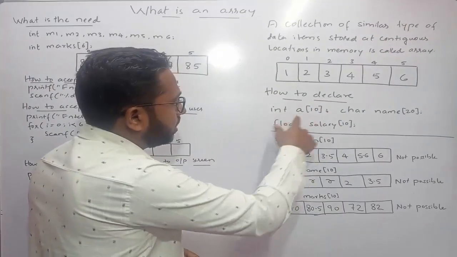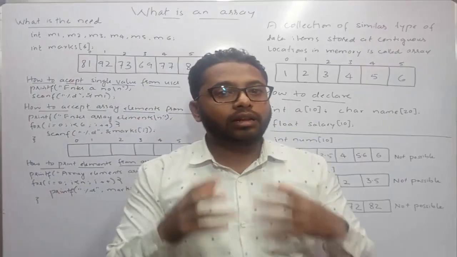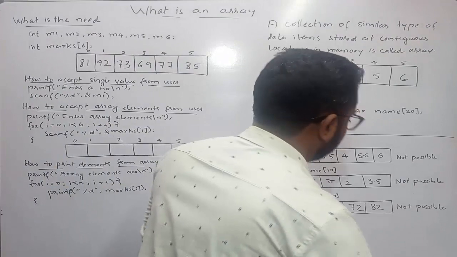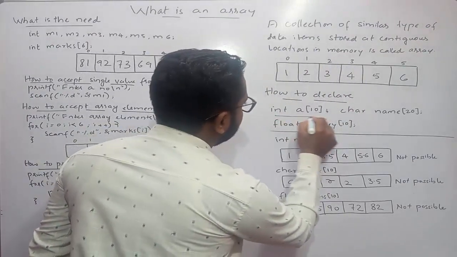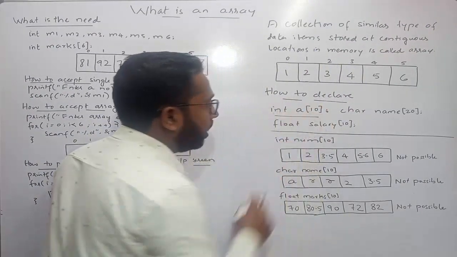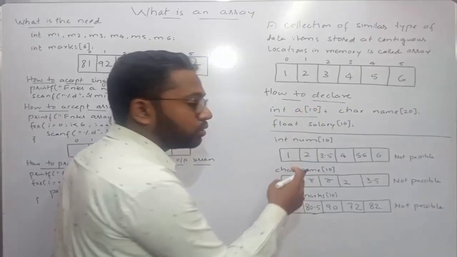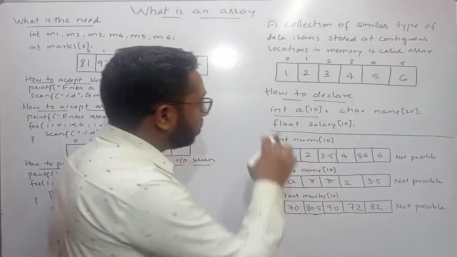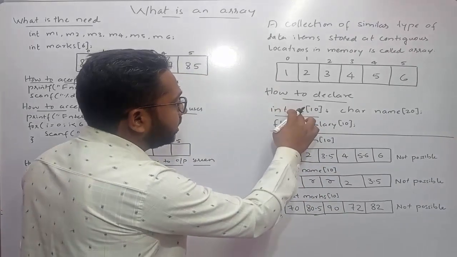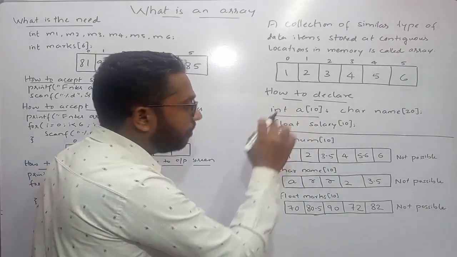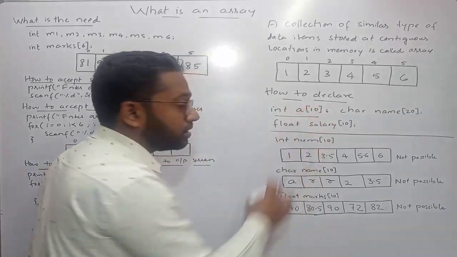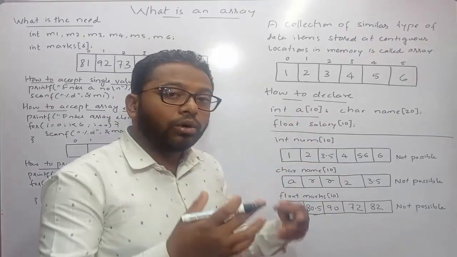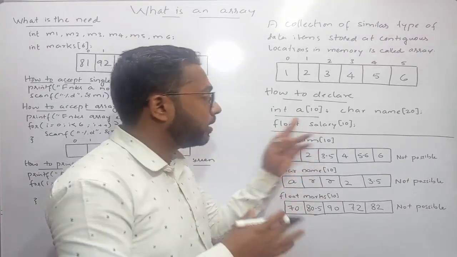So as you can see here, if you want to declare an integer array, then you should use this syntax: int a, then left and right square bracket, and inside that you need to mention the size. So now this is the data type and this is the name of the array, a, and this is the size or the capacity of this array, which means this array a can hold a maximum of 10 numbers inside it.